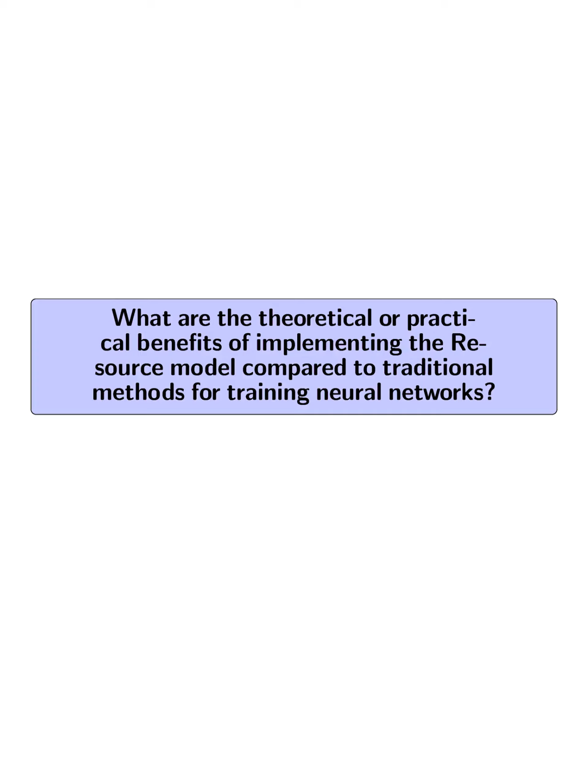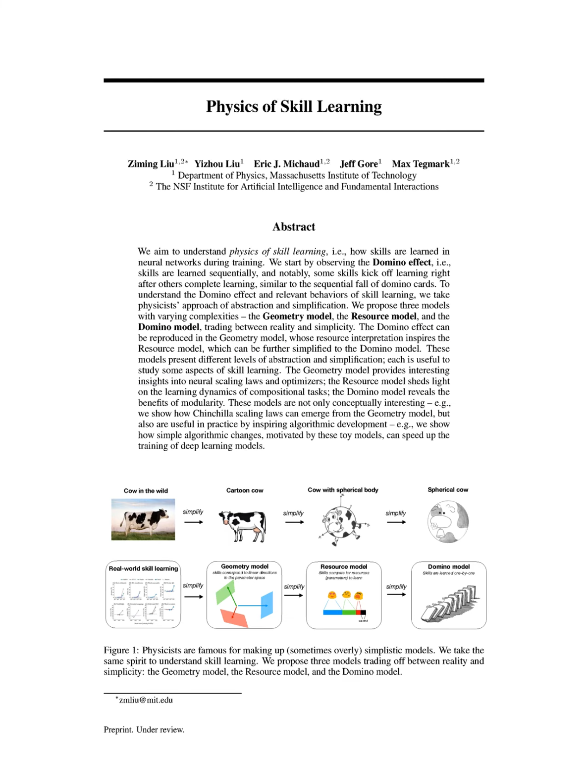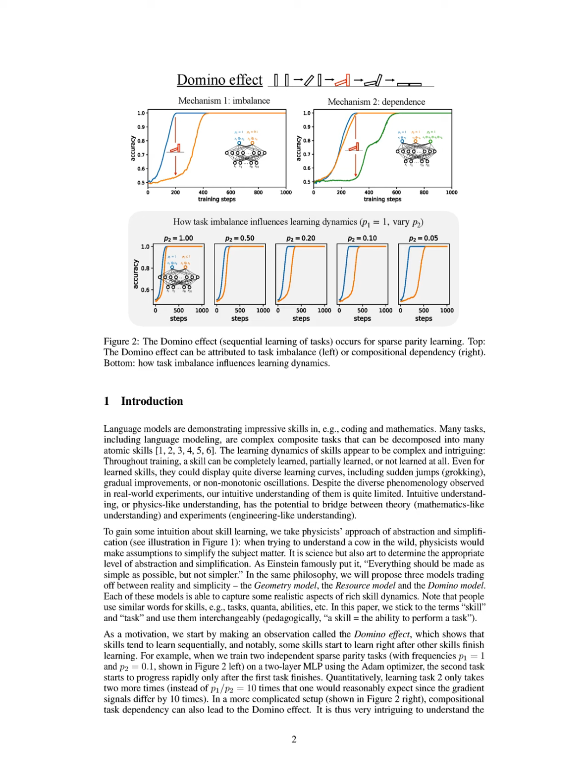What are the theoretical or practical benefits of implementing the resource model compared to traditional methods for training neural networks? The resource model offers several theoretical and practical benefits over traditional methods for training neural networks. Theoretically, it provides a clear resource interpretation of skill dynamics, illustrating how skills compete for a finite pool of learning resources, which can lead to a better understanding of the sequential learning process observed in tasks.